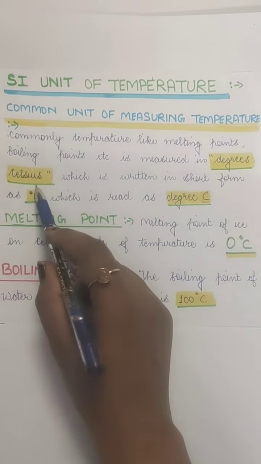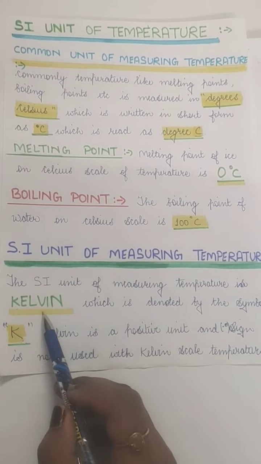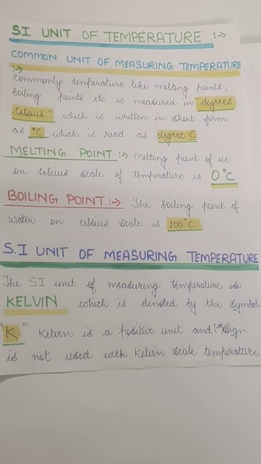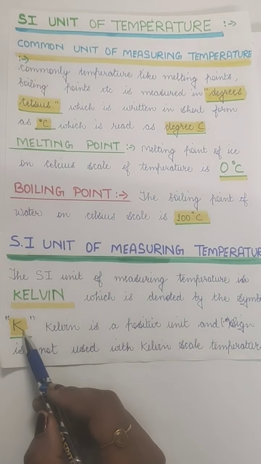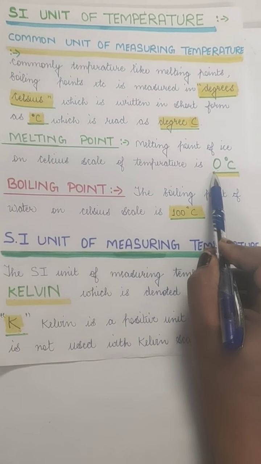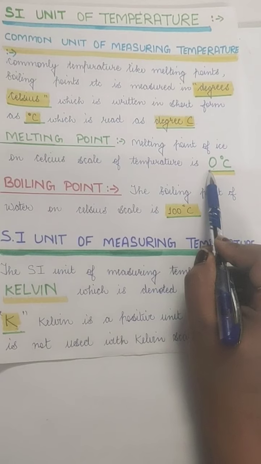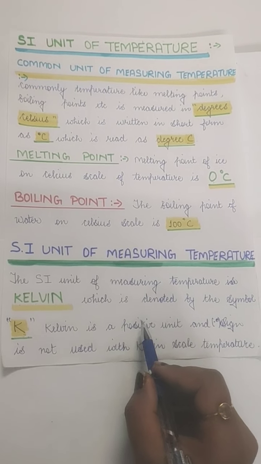Okay, now the SI unit of measuring temperature. So the SI unit of measuring temperature is Kelvin. So Kelvin is the standard international unit of measuring temperature, which is denoted by the symbol K. So capital K is the symbol of Kelvin, which is always a positive unit. That means sometimes you would have seen that we also write temperature as -2 degrees C, or -10 degrees C, or even -40 degrees C. But this Kelvin unit of measuring temperature is always a positive unit.